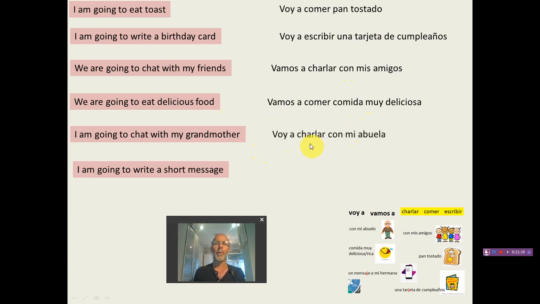Next, voy a charlar con mi abuela. I'm going to chat with my grandmother. And finally, I'm going to write a short message. Voy a escribir un mensaje corto. Okay, corto, short. I've slipped that adjective in there because at some point quite soon we're going to speak about hair and eyes, and corto means short, as in short hair, a short message, in many senses. So I wanted you to see that adjective and start remembering it. Excellent.